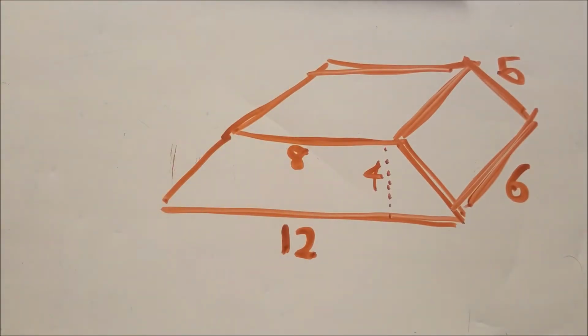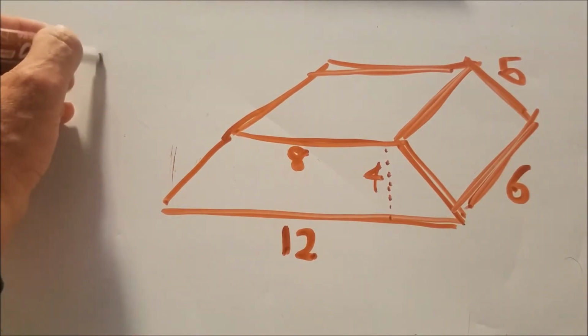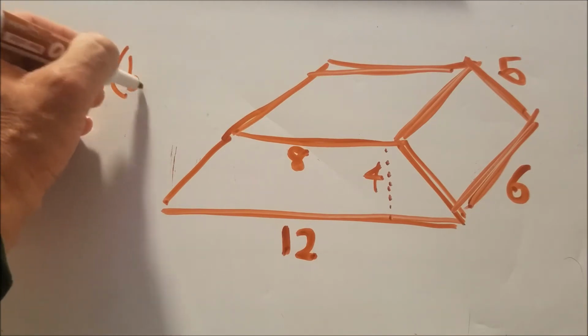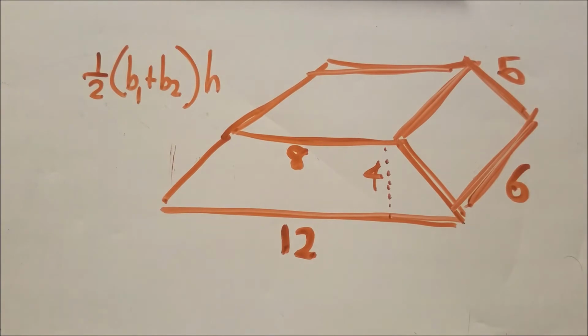So you should remember the area of a trapezoid. Let's put it right here. The area will be half B1 plus B2 times the height. That's the formula.